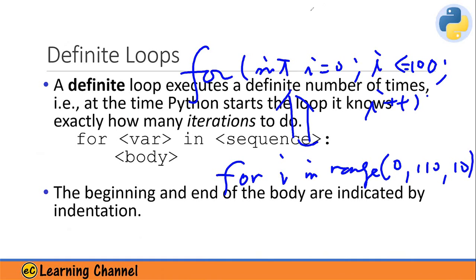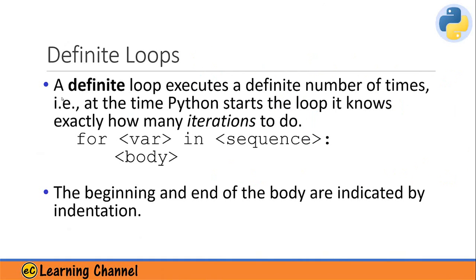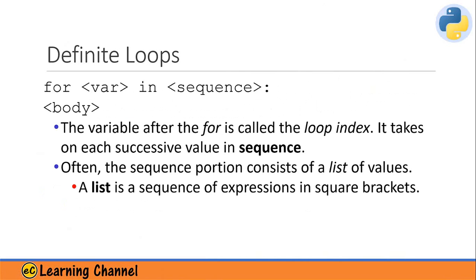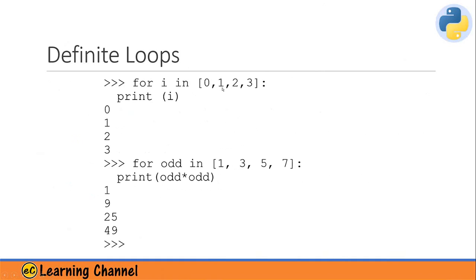That's a definite loop. Definite loop means you have a fixed number of loop iterations to do. And the second part needs to be a sequence. You need to generate a sequence. So actually you can do for I in and print it, you will print out 0, 1, 2, 3. For R number in this, and you print out this.